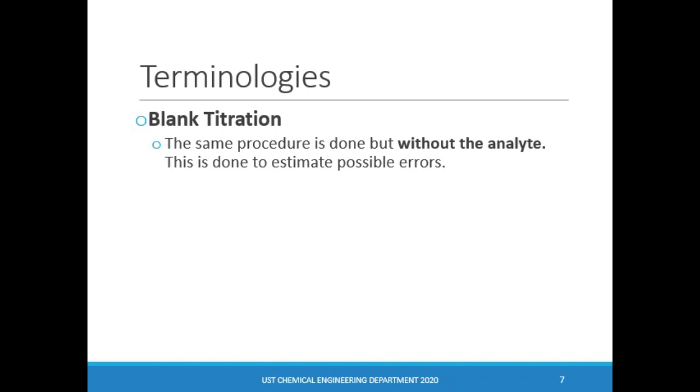Next is blank titration. If the solution contains other reactive amounts other than the analyte, a blank titration is done to determine the errors contributed by such conditions. A blank titration is performed the same way as the main titration, but without the analyte. The volume of titrant used in blank titration is then subtracted from the volume consumed in the main titration so that errors may be eliminated.